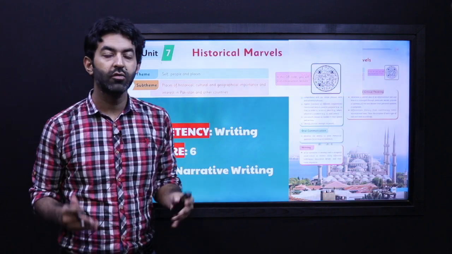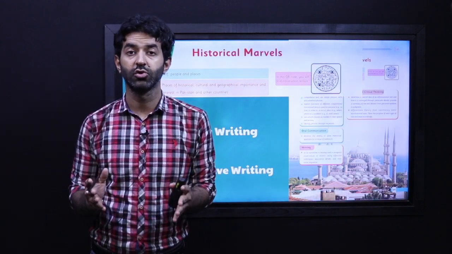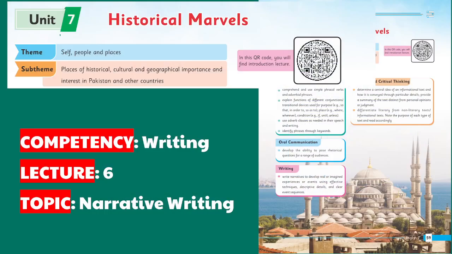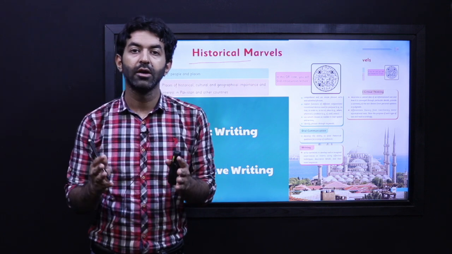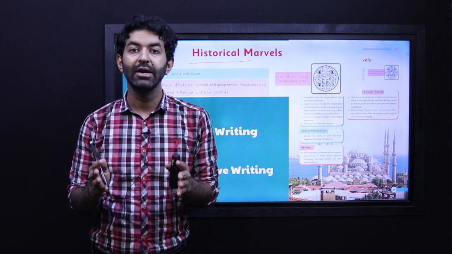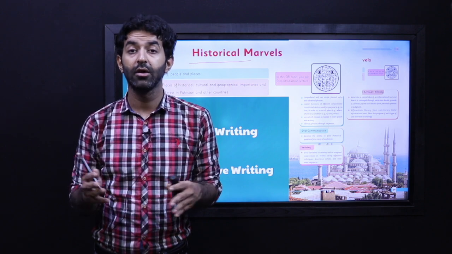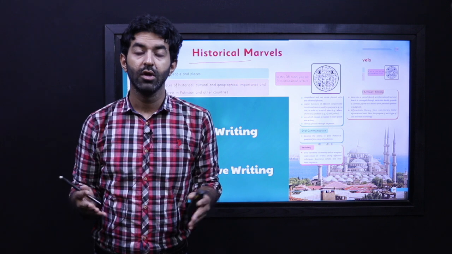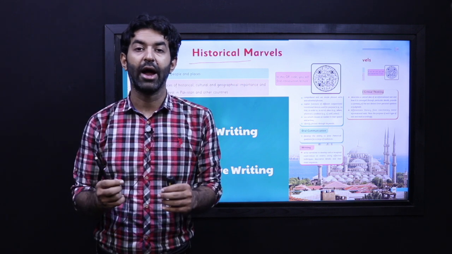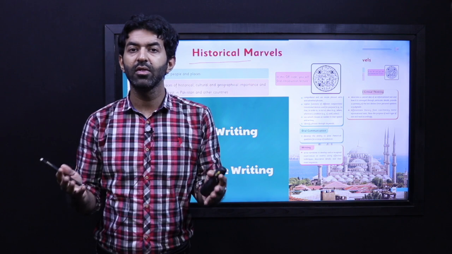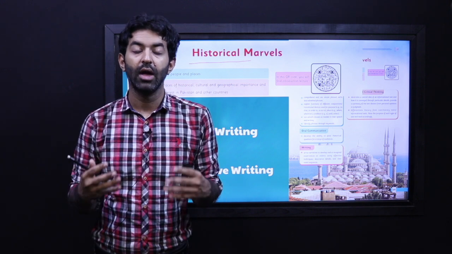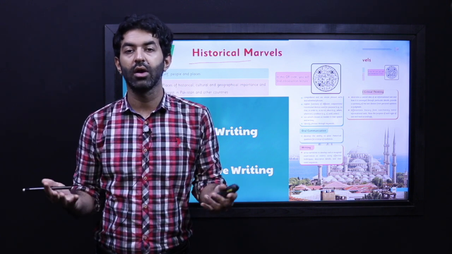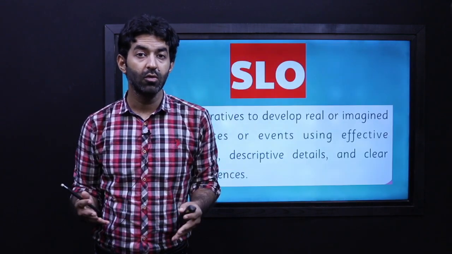Students, today we are going to cover yet another student learning outcome from our unit number 7, which is about historical marvels. We are going to talk about the competency of writing, and today we will talk about writing narratives. So we know that writing has different types. There is descriptive writing where you add detail and description, and then there is narrative writing which includes story-like elements and narratives. They can be real or experienced. So we will try to see what they are.